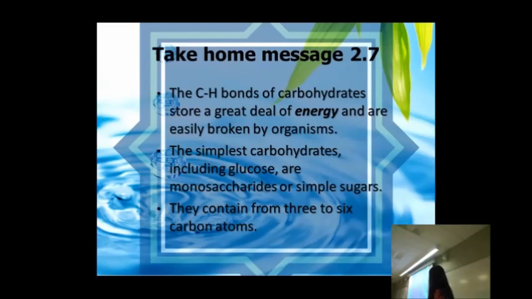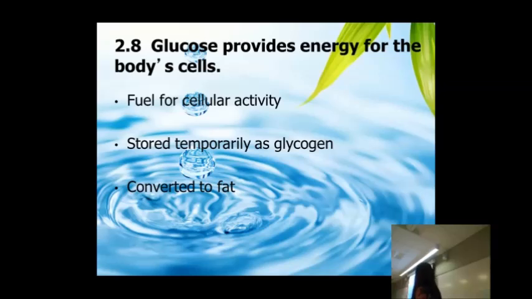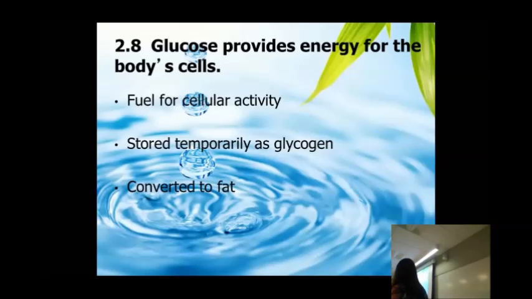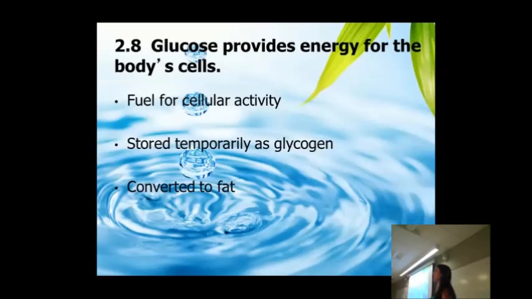So something that is a monosaccharide, that's something that's called a simple sugar, so 3 to 6 carbon atoms. Glucose is going to provide this quick fuel for your cellular activity. It's temporarily stored inside of your body as glycogen, and if it's not used at all, if you're not using it for the energy that you need, then it's going to be eventually converted into fat. So those of you that love to eat simple sugars, that can lead to weight problems.